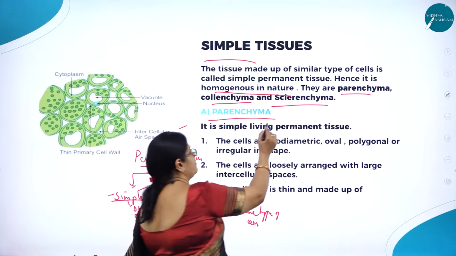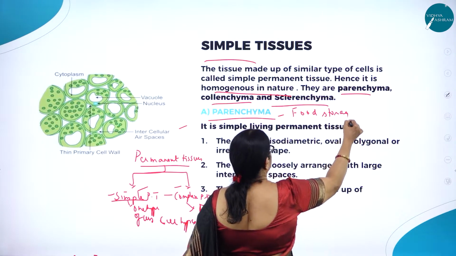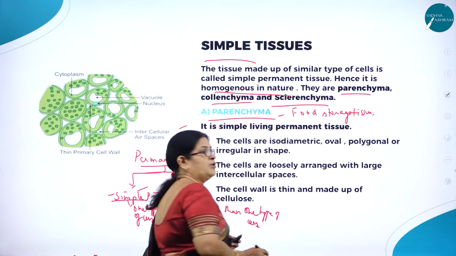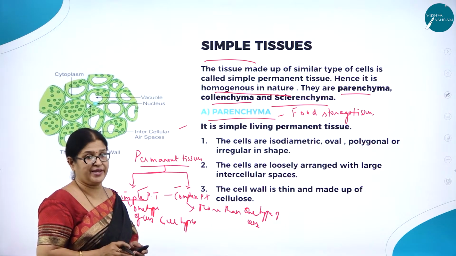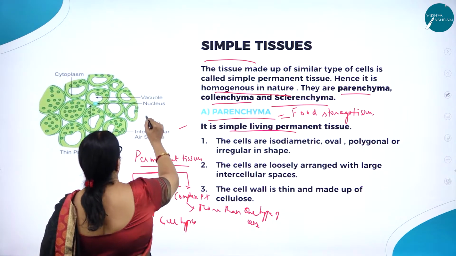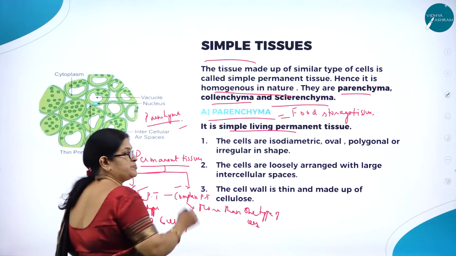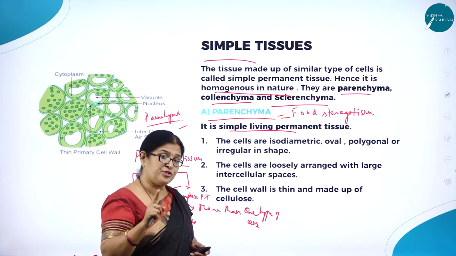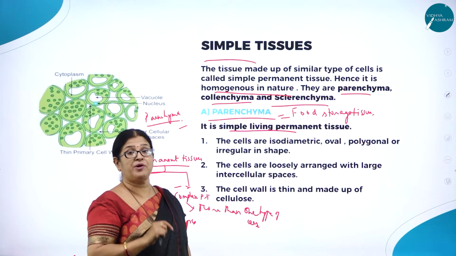As I said, parenchyma is a food storage tissue. What do you mean by food storage tissue? Its job is to store the reserve food materials. Now let us understand. In this picture, you can see the beautiful picture of the parenchyma tissue. What is parenchyma tissue? It is a type of simple permanent tissue. It is a food storage tissue. So it is a simple living permanent tissue, very, very important.